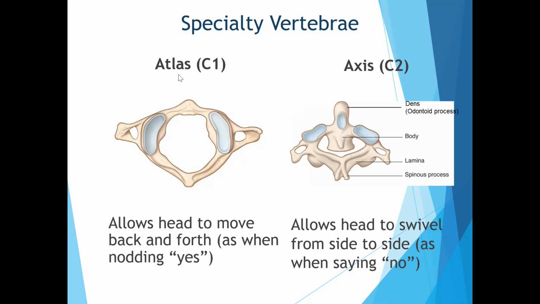One of the ways to remember that the atlas sits on the axis is just alphabetical order. So A comes before X, C1 comes before C2. A very important feature of the axis is the dens. And so that mainly just kind of allows the head to swivel side to side.